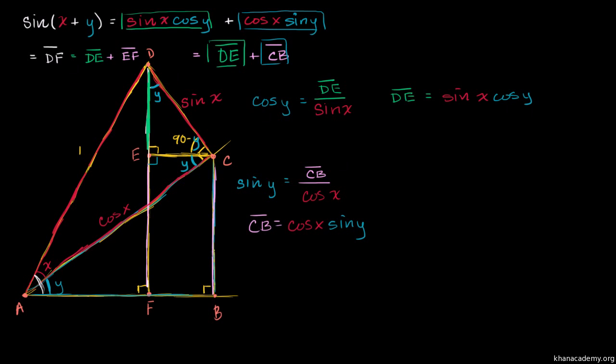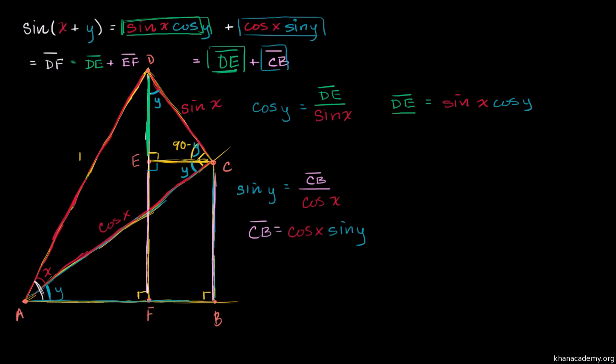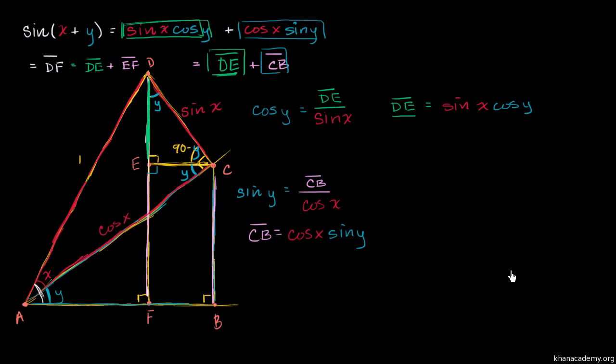So we've now shown this is equal to this. We already showed that CB is equal to that. So the sum of DE and CB, which is the same thing as the sum of DE and EF, is the sine of x plus y, which is that over there. So we are done. We have proven the angle addition formula for sine.